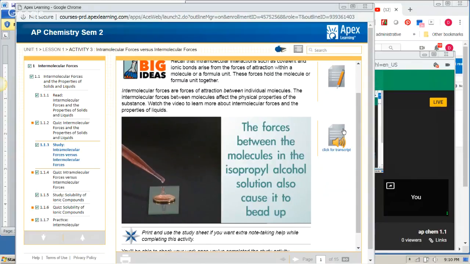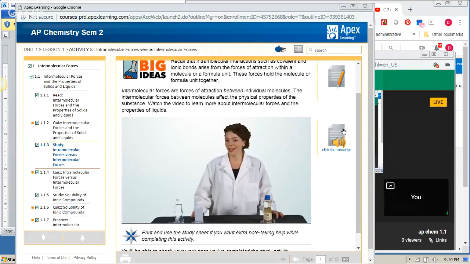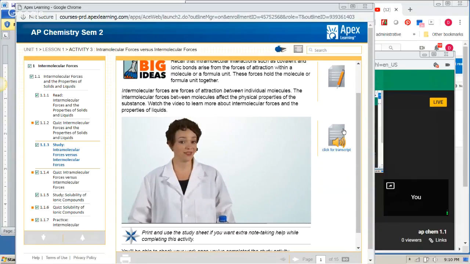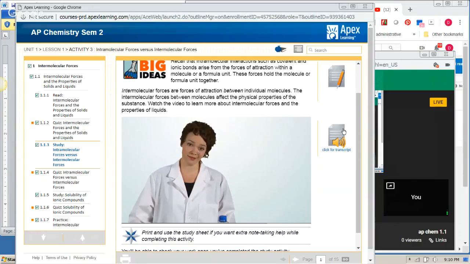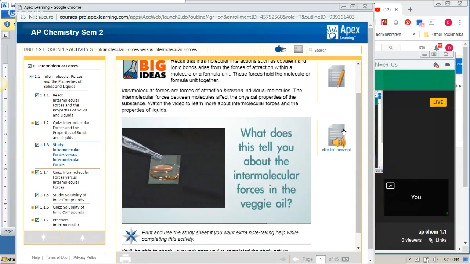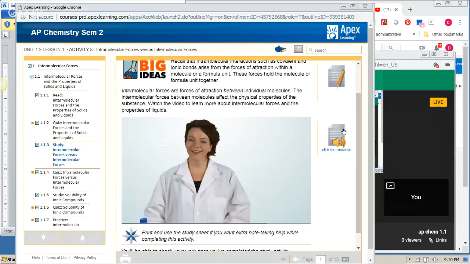The forces between the molecules in the isopropyl alcohol solution also cause this liquid to bead up, but it can't form as big of a drop as water. The intermolecular forces are not as strong as they are in water. And then there's the vegetable oil. I'll see what happens with that. It just spreads out. What does that tell you about the intermolecular forces in the veggie oil versus those in the water? I told you water was special.